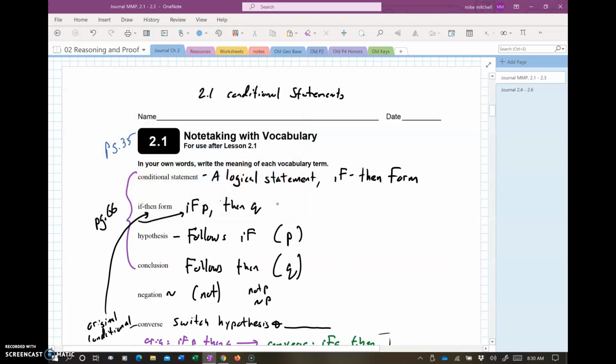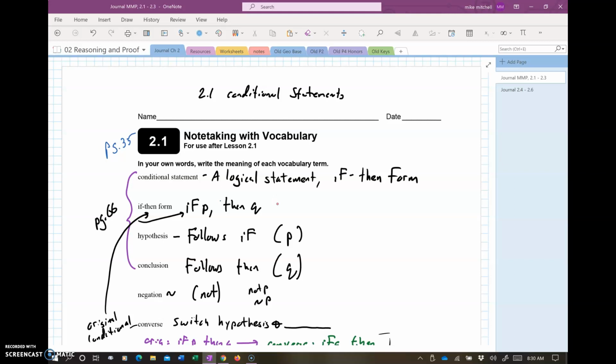We have a logical statement. It's two parts, if-then form. If-then form we have right underneath it. That's if P, then Q. A lot of our rules are written like this in geometry. So if you have something, then you're guaranteed something else.